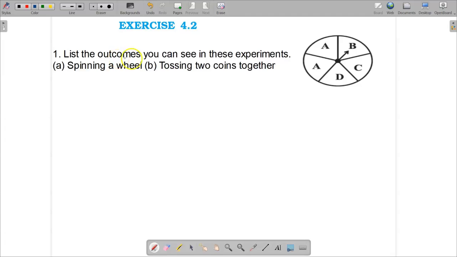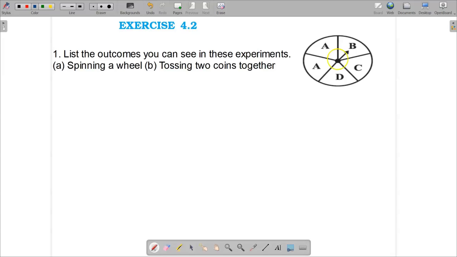Here the question is, list the outcomes you can see in these experiments. We just have to list the outcomes only. So the first question is spinning a wheel. When you spin a wheel, what are the possible outcomes we can obtain, that they are asking.